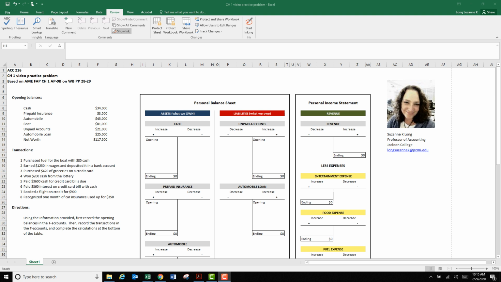Today we're going to get started with a Chapter 1 video practice problem. This is a transaction analysis problem focusing on personal accounting. So we'll do this problem with personal accounting, and then in Chapter 2 we'll look at business accounting and how that changes things a little bit.